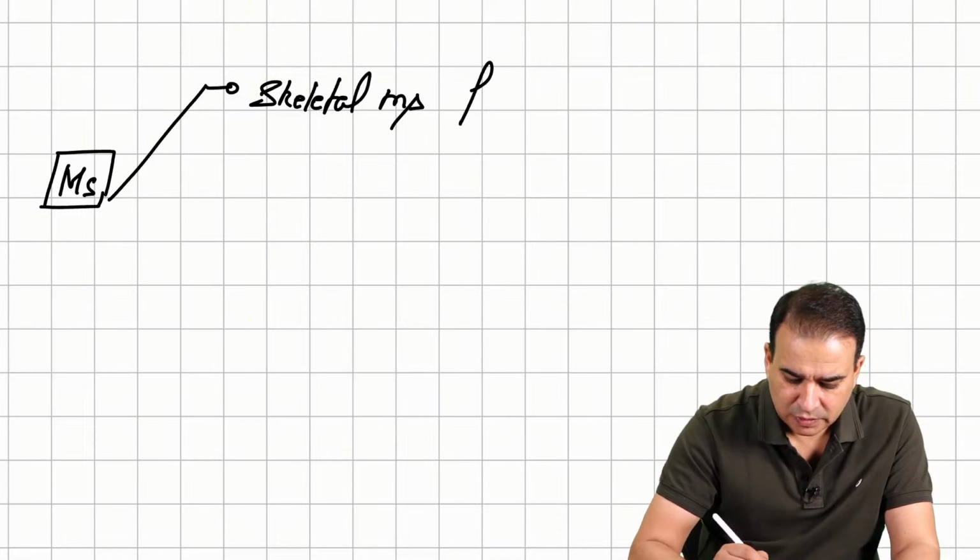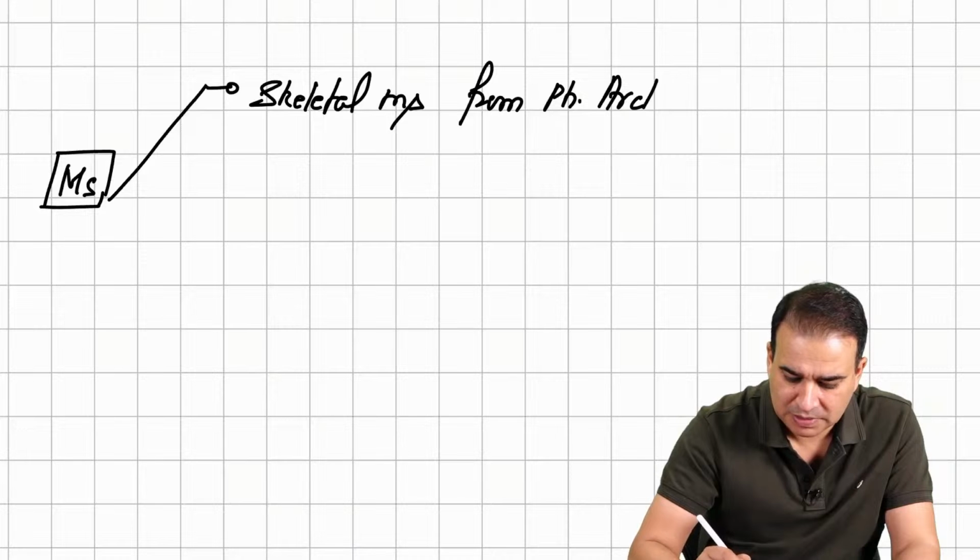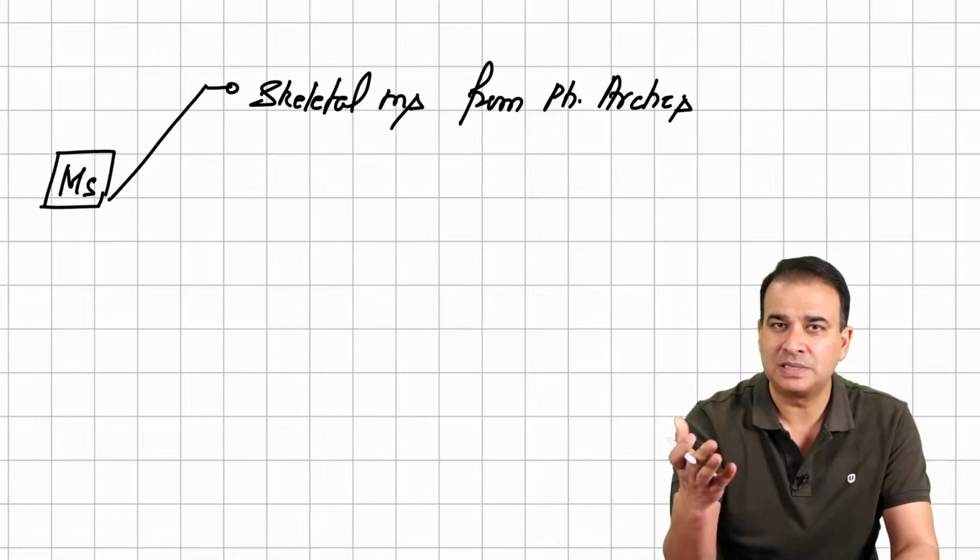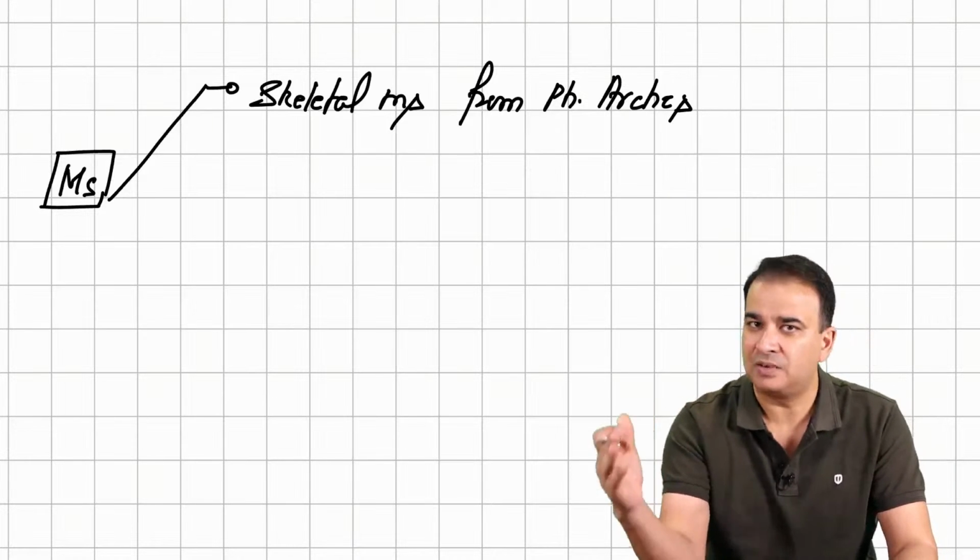Skeletal muscles from where? From pharyngeal arches, right? That's one group, guys. Skeletal muscle from pharyngeal arches, which includes the muscles of mastication, facial expression, palate, pharynx, and larynx.